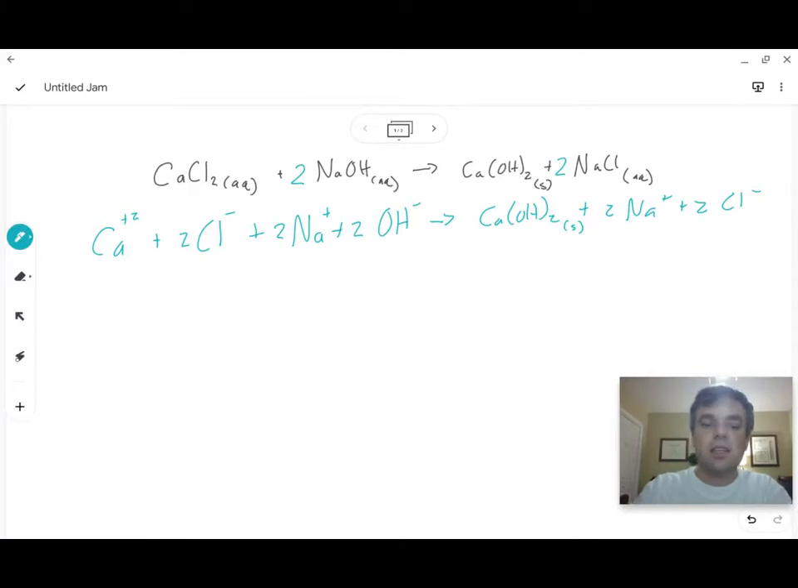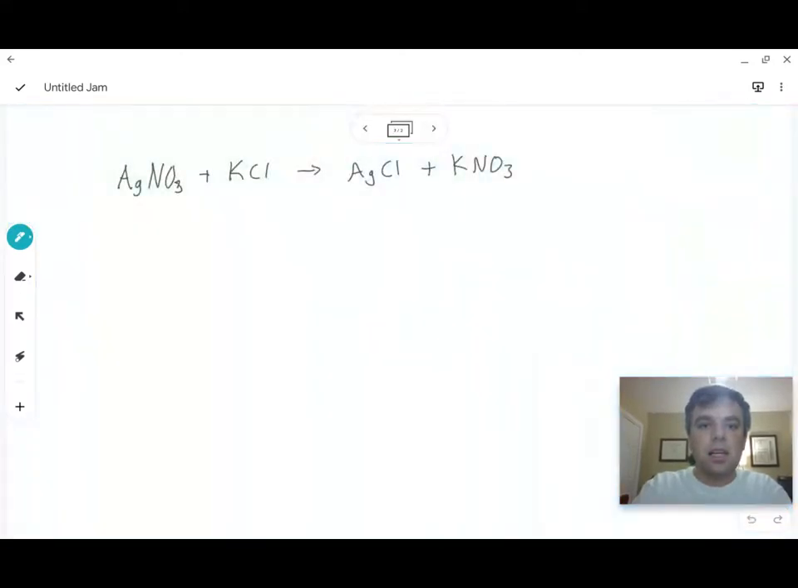And then if we were to go to a net ionic equation, our chlorides are the same on both sides, as are the sodiums. So our net ionic equation is just going to be that a calcium ion plus 2 hydroxides make calcium hydroxide. Right. And let's take a look at one more.